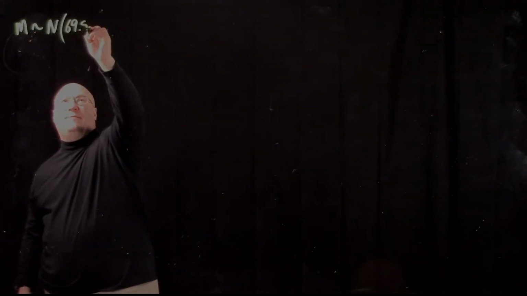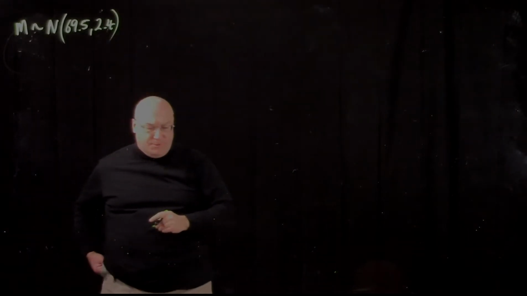So, first example. We know that the heights of men are normally distributed with mean 69.5 inches and standard deviation 2.4 inches. Let's find the fraction of men who are more than 5 foot 5 inches tall. Okay, we want the fraction of men who are taller than 5 feet 5 inches. So if M is the height of a randomly chosen man, then this random variable M has a probability density function that is normal with mean 69.5, standard deviation 2.4, right?